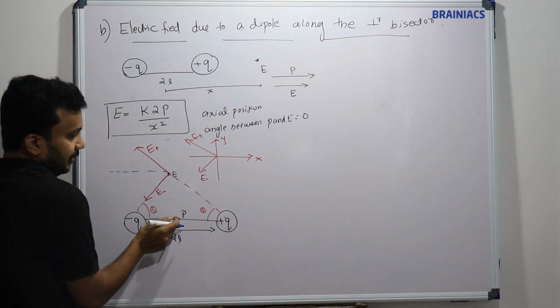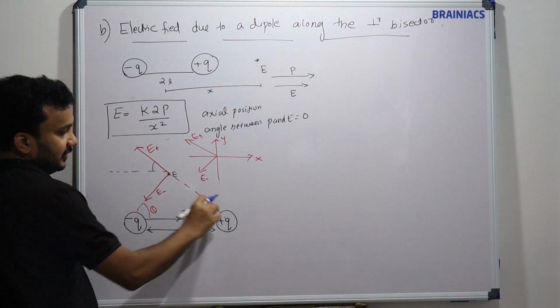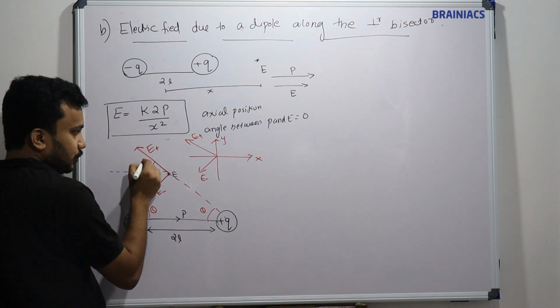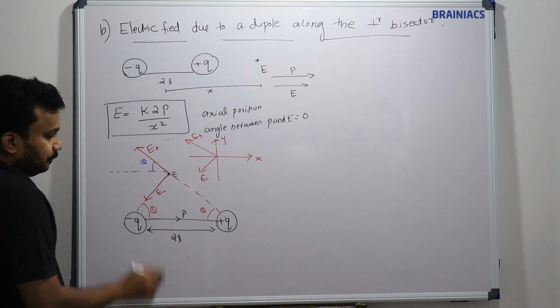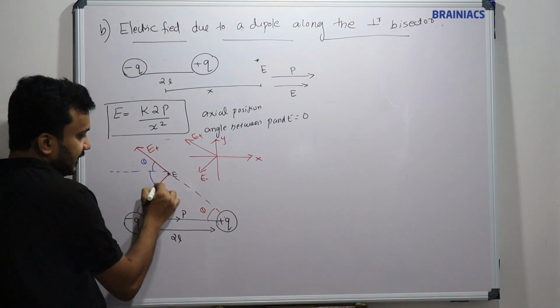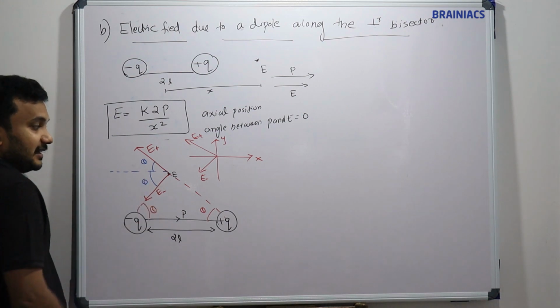I'll draw a line parallel to this. If this angle is theta, what is this angle? This horizontal line makes an angle theta with this one, so this angle is also theta. Here also this line makes angle theta with the horizontal. So what is this angle? Opposite angles are equal as per mathematics, right? This angle and this angle are equal.